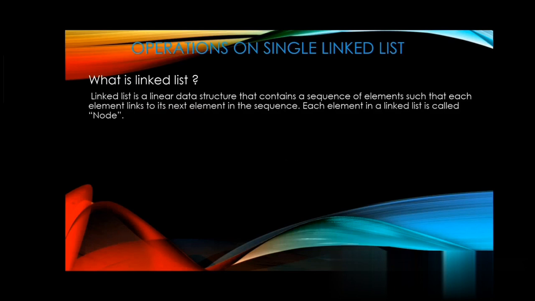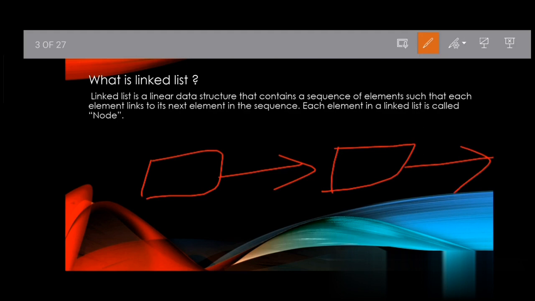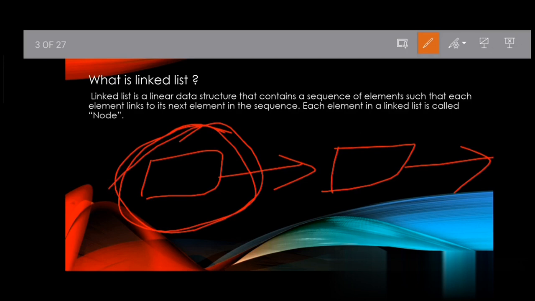First of all, what is linked list? Linked list is a linear data structure that contains sequence of elements such that each element links to the next element in the sequence, and each element in a linked list is called node, such that this part is called as node.